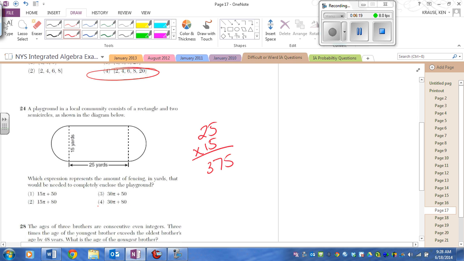Wait a second. See, this is where I got to be careful. I was thinking this is an area question, and I read the answers and there's no 375 in there, and I'm like, wait a second, maybe I should reread this question. Let me highlight. Which assessment is about the fencing? Now, around the fencing, you can completely enclose the playground. They're not talking about how much area is on the inside. They're talking about the length of all of this stuff.